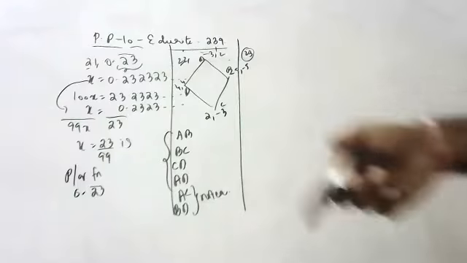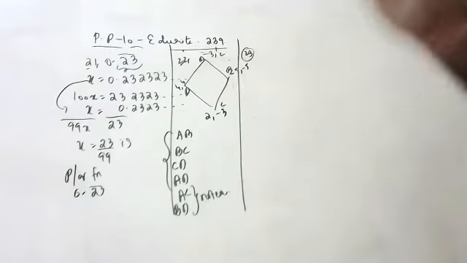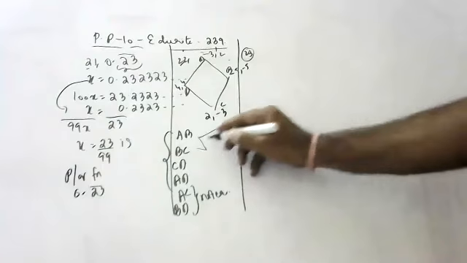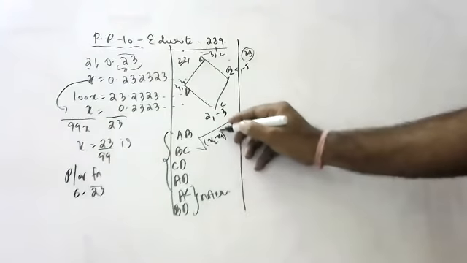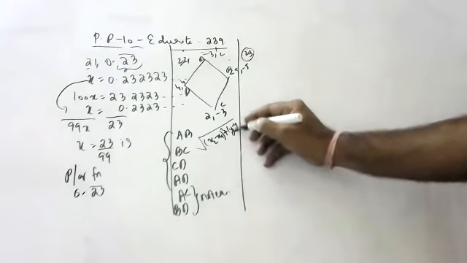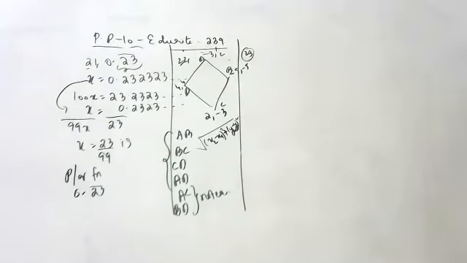You find all sides and diagonals of it. If diagonals are not equal, it is a rhombus. If diagonals are equal, it is a square. Use the distance formula. What is the formula you will use, children? The square root of (x2 minus x1) whole square plus (y2 minus y1) whole square. You have to do it, children.